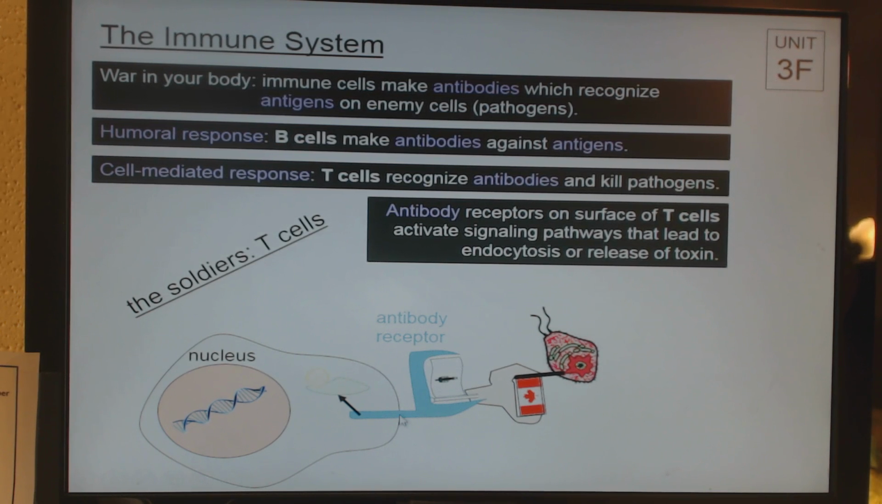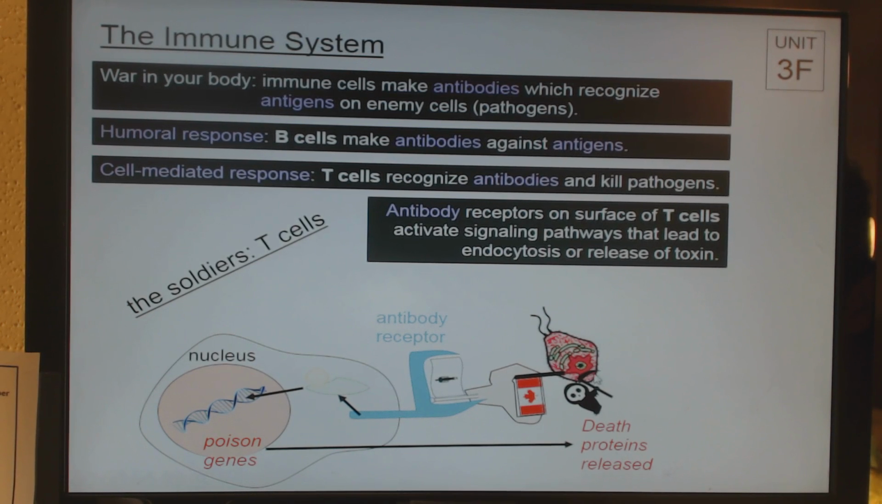And that will activate a secondary messenger upon binding, which activates genes in the nucleus. Specifically, it activates poison genes, which will then be released in the form of poison proteins that will kill the foreign pathogen.